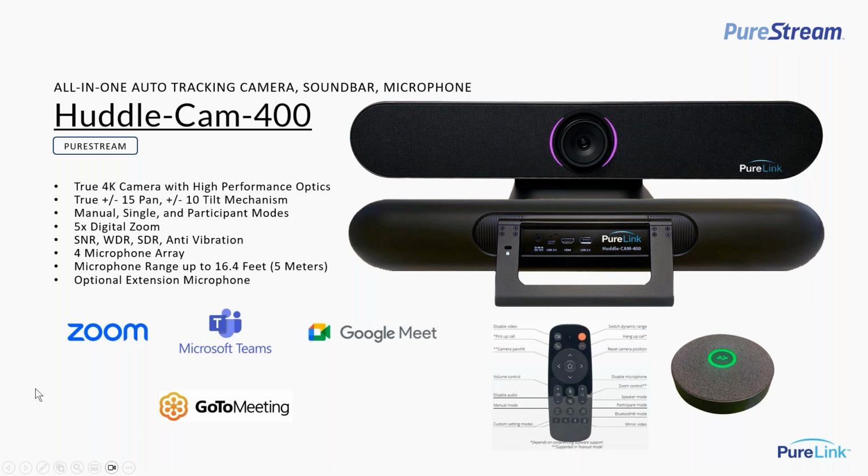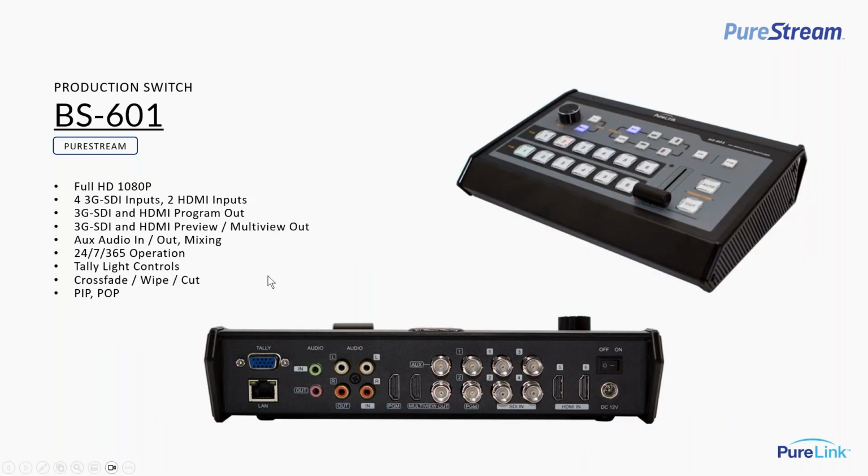All right, so that's going to wrap up the camera section, and now we're going to be looking at some switchers. We'll start out with some broadcast switchers and then look at collaboration presentation switchers. So the first one up is our 601 switch. This is 6 inputs. It's got built-in multi-view.